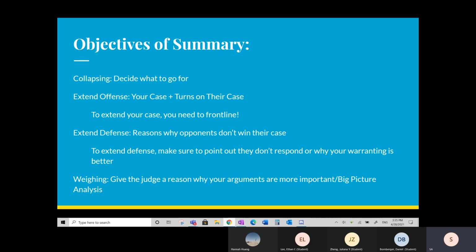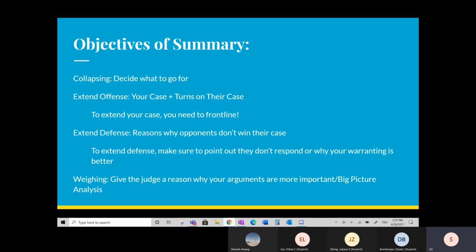And of course, if your opponents are good debaters, they're going to respond to your rebuttals, right? They're also going to frontline. So in order to extend defense, you either have to point out that they don't respond to it, which is why you're extending it, or you'll have to explain why your warranting is better than their frontline, right?